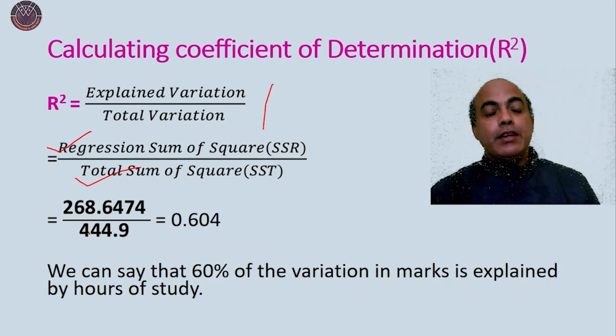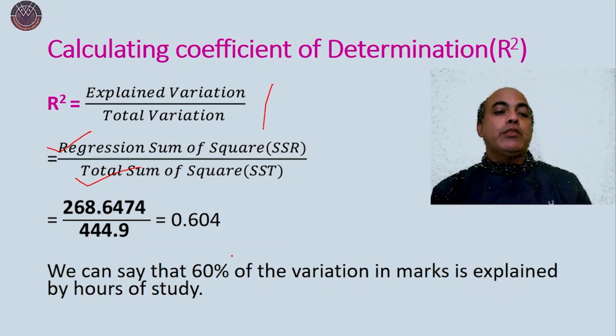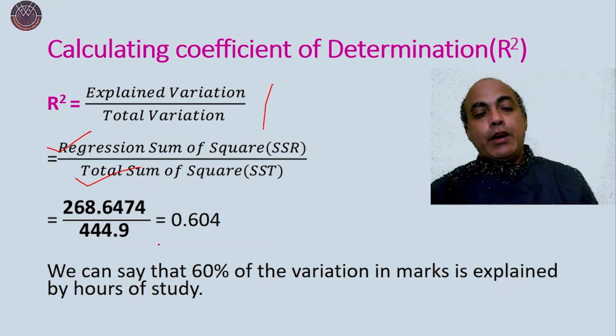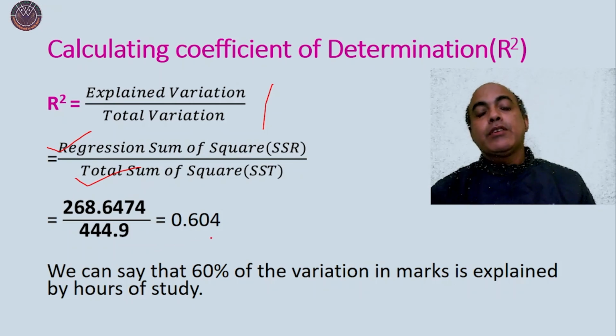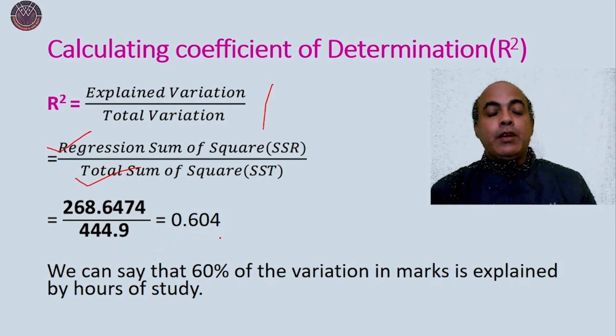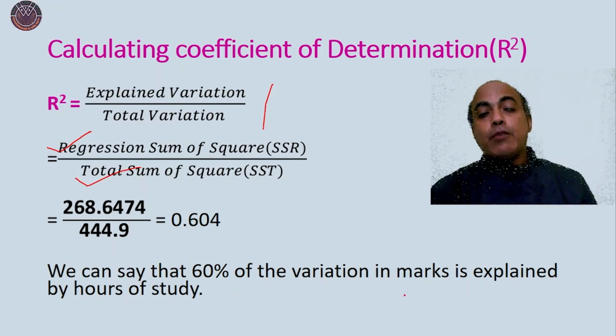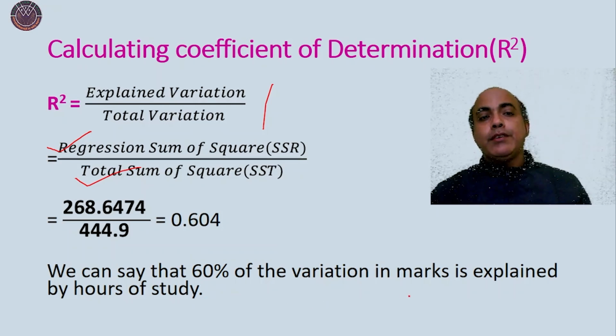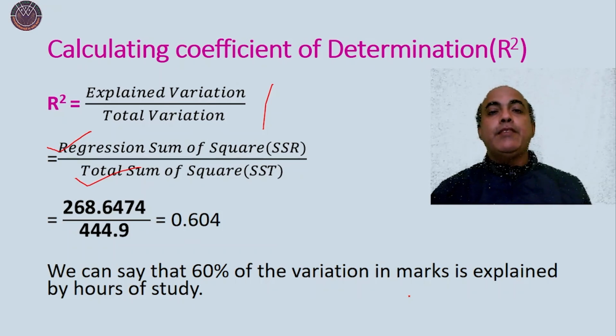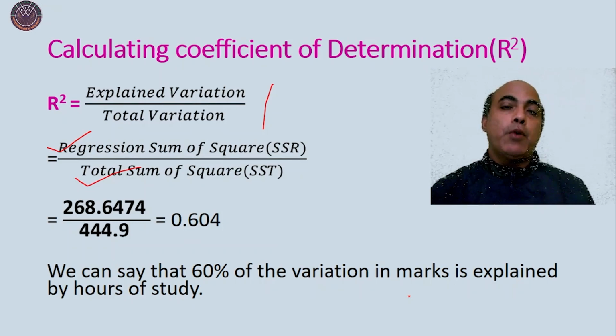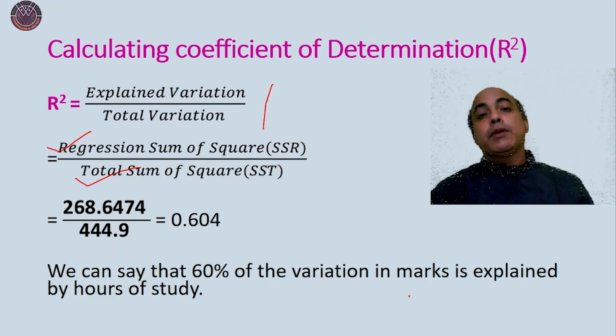So if you divide it, you will get 268.6474 divided by 444.9, that is 0.604. So we can say that 60% of the variation in the marks is explained by hours of study, which is quite significant. This is called the coefficient of determination, that is, how much variation in the dependent variable we can explain by our model, or how much the independent variable is capable of explaining the variation in the dependent variable.